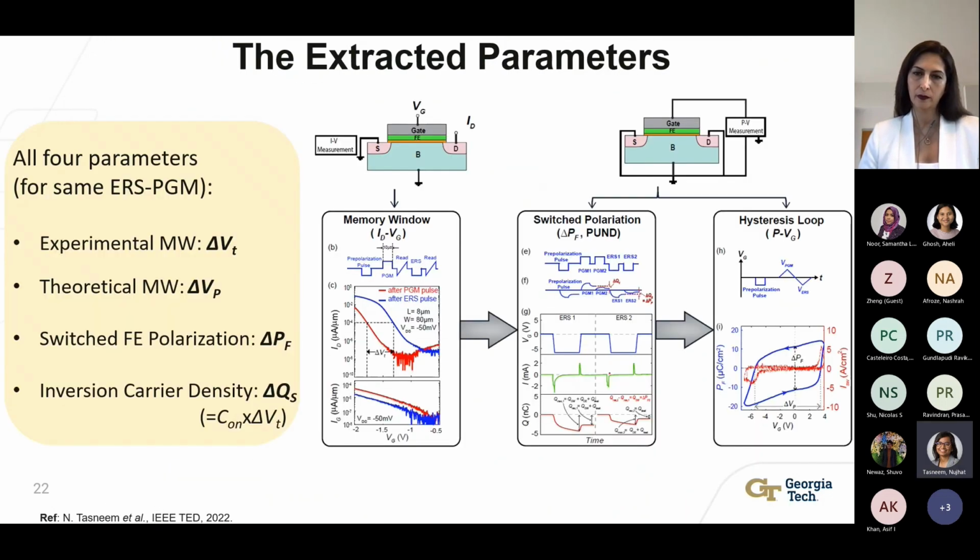So to summarize, from this 3-step experimental procedure, we can actually extract 4 parameters from the same device for the same erase program voltage combination. The first one is the experimental memory window delta VT. Then we get the theoretical memory window delta VP. Then we get the switched ferroelectric polarization charge delta PF. And finally, we get the mobile charge density in the semiconductor channel by multiplying delta VT with the on capacitance.